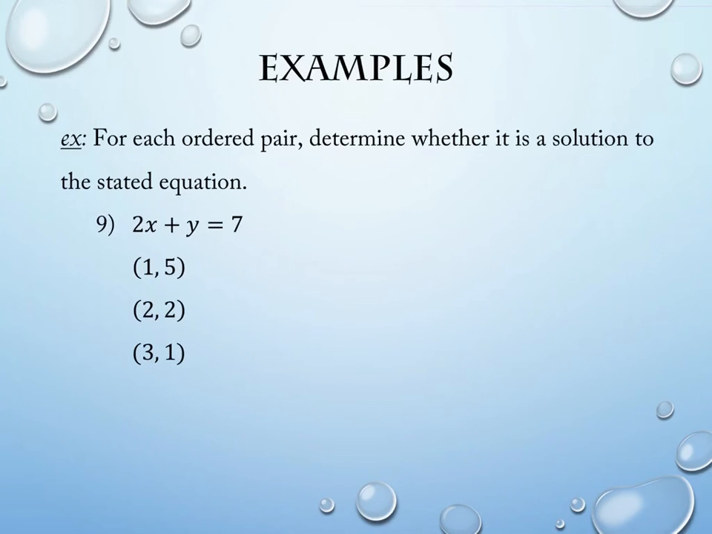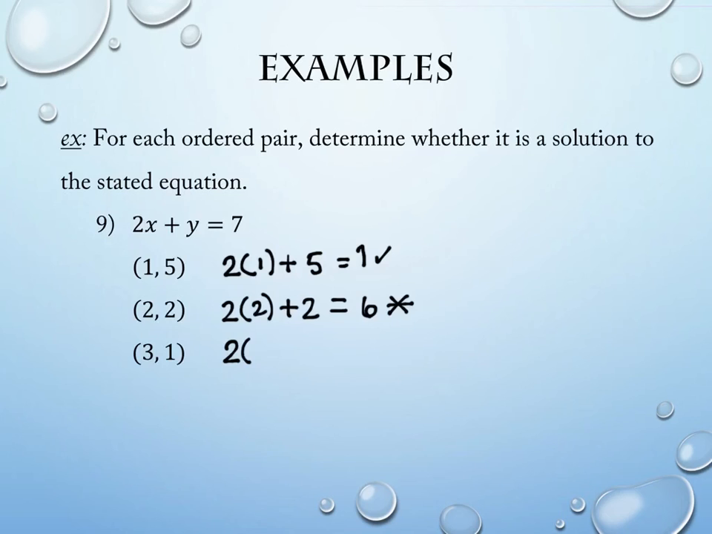All right, so we're going to try another one that has an x and a y in it. On this one, we're just plugging in the x in place of x, so it's 2 times 1, plus the y in place of y, which is 5. Clearly that gives me 2 plus 5, which is 7, and that is a solution because it says 7 on the right-hand side. Next I can do 2 times 2, which is 4, plus 2 would be 6. And so that one doesn't work.